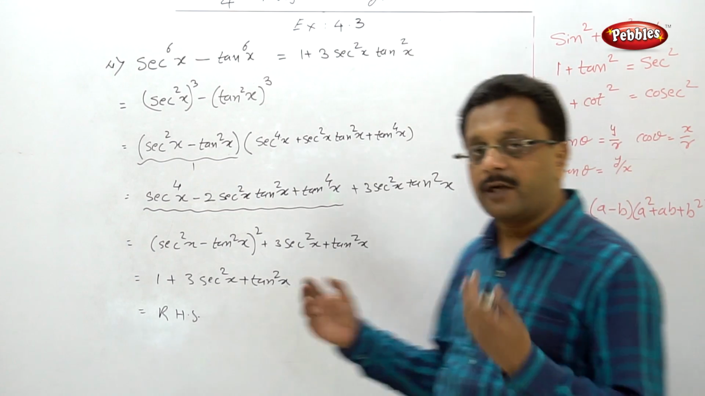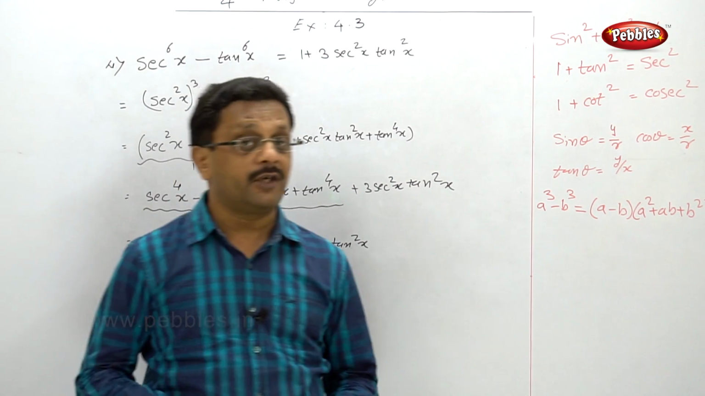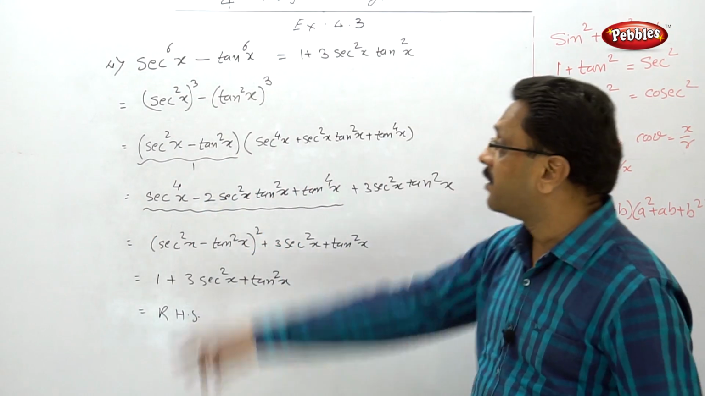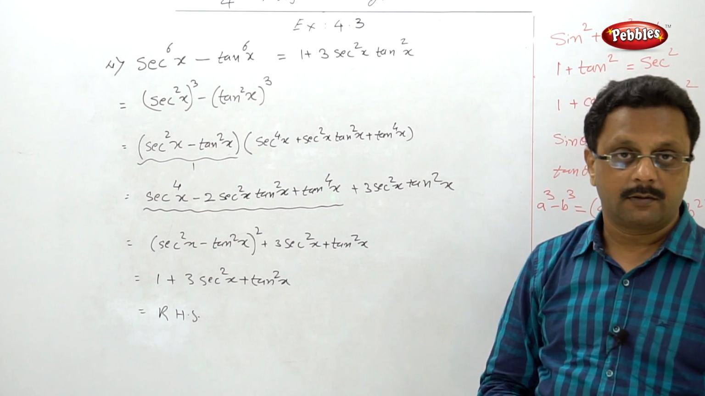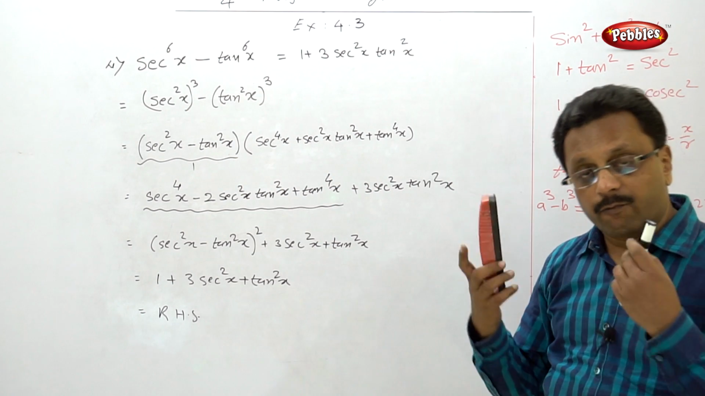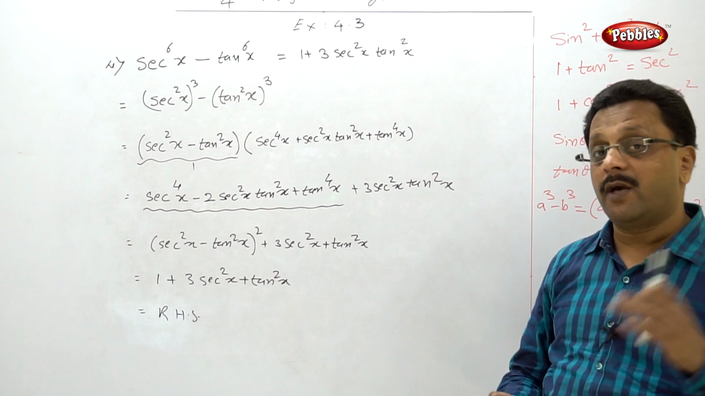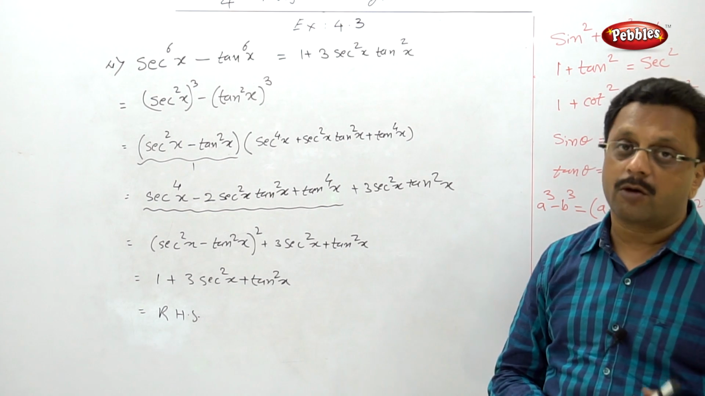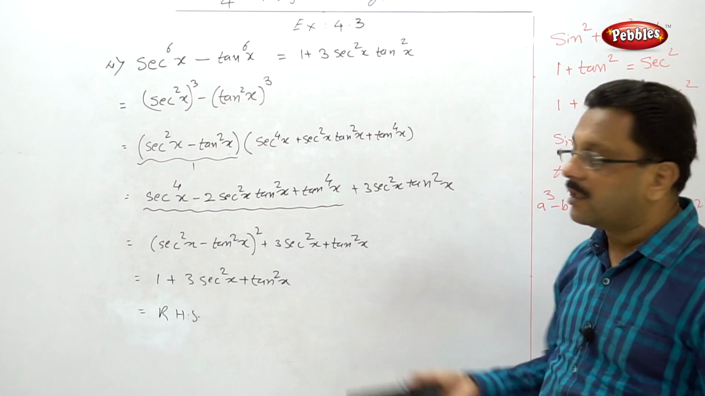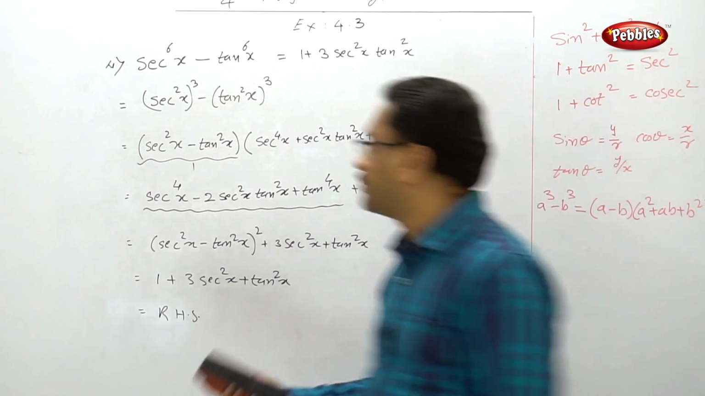Actually speaking, this kind of example has got no meaning. They are just testing your ability to handle raised to 6, raised to 4, these powers. Okay, they want to see you can handle a raised to 6 minus b raised to 6, but can you handle powers with the trigonometric ratios or not? Okay, this is a tricky kind of example, so be careful in this case. Let us see next one.